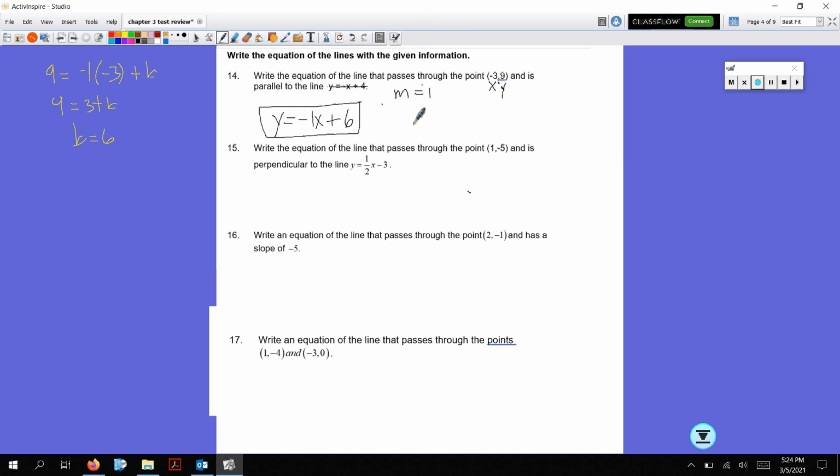Okay, number 15. Write the equation of the line that passes through the point 1, -5 and is perpendicular to the line. Perpendicular is a long word. It's complicated. So what that means is we take the slope, 1/2, we flip it upside down, that gives us +2, and change the sign. So now my slope, or my m, is -2. I don't like this negative up here.